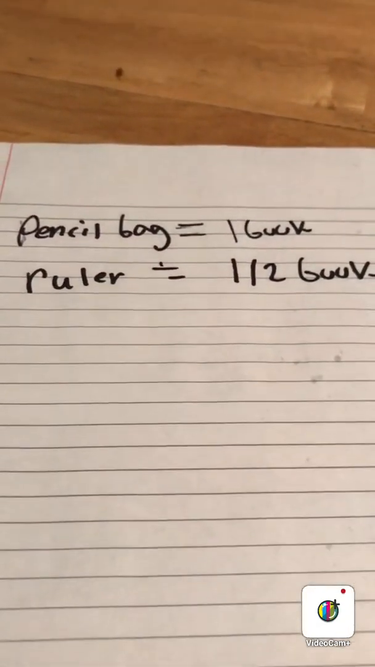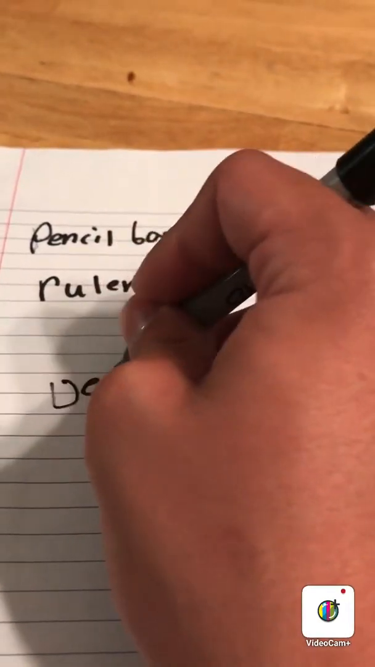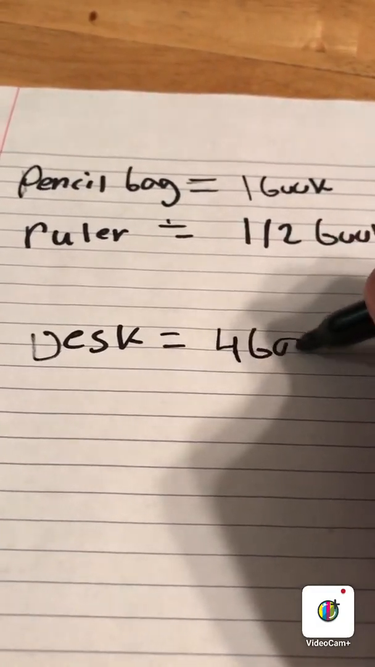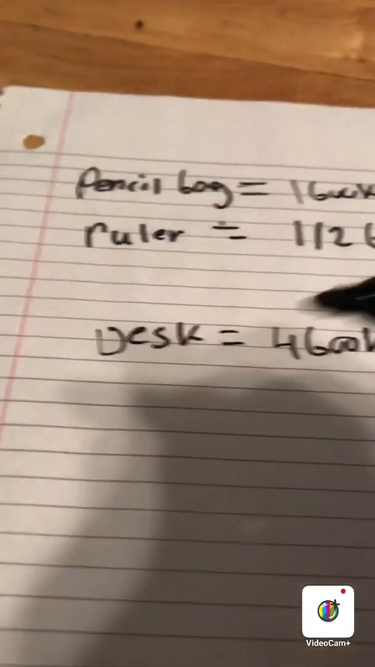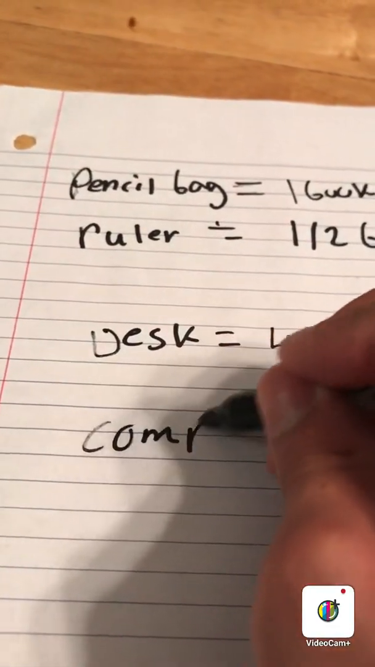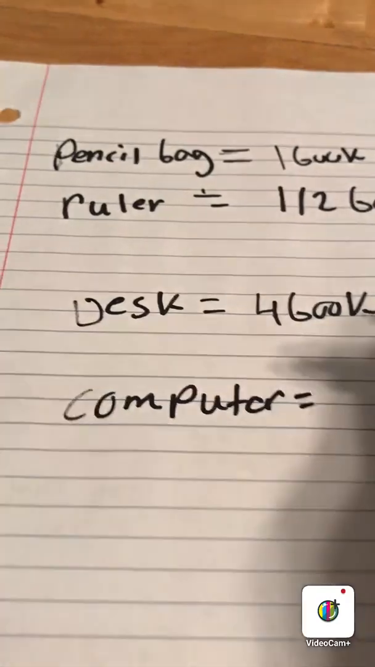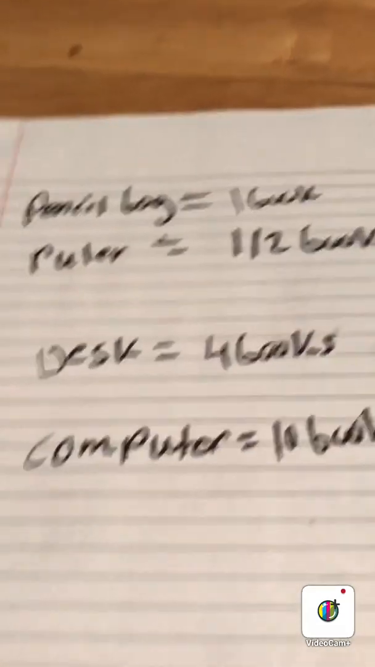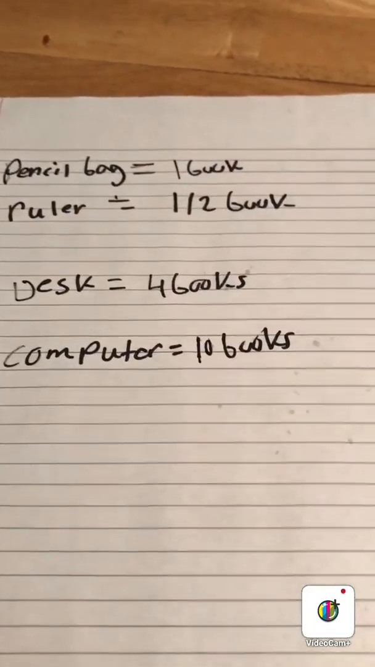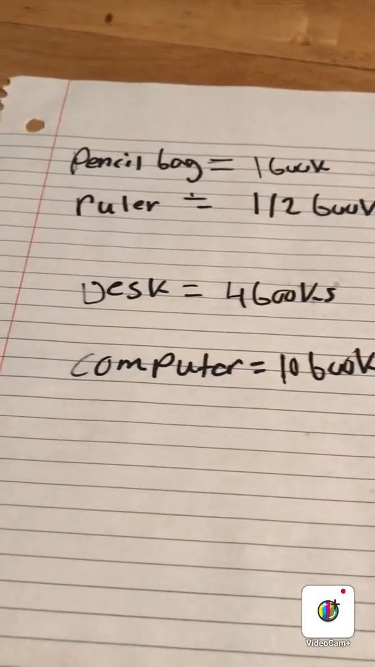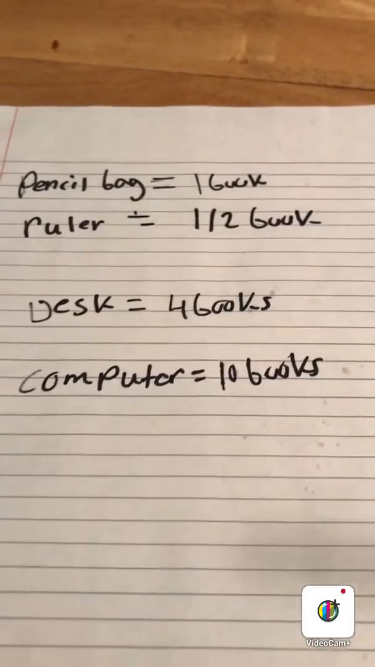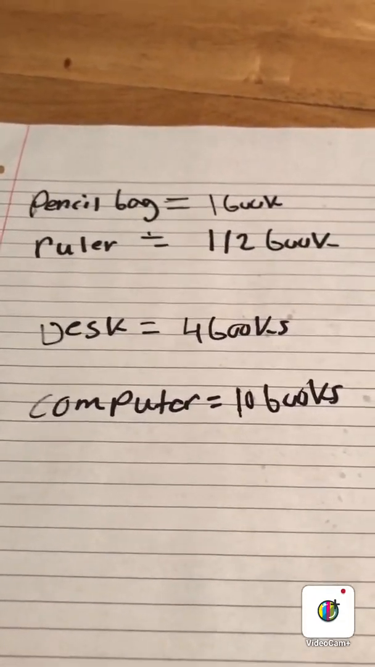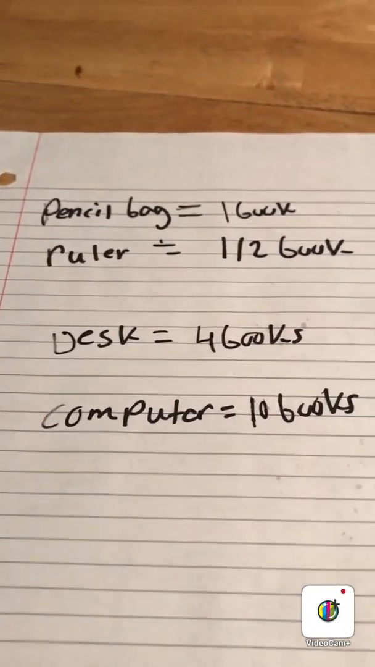Now, if we did another problem and we said a desk is equal to, we'll go 4 books, and we will use a computer, and that is equal to about 10 books. Now, which one would you say weighs the most? If you said computer, you'd be correct, because the computer weighs about 10 books and the desk weighs about 4 books. That's a 6-book difference in the weight, meaning the computer will weigh a lot more than the desk.